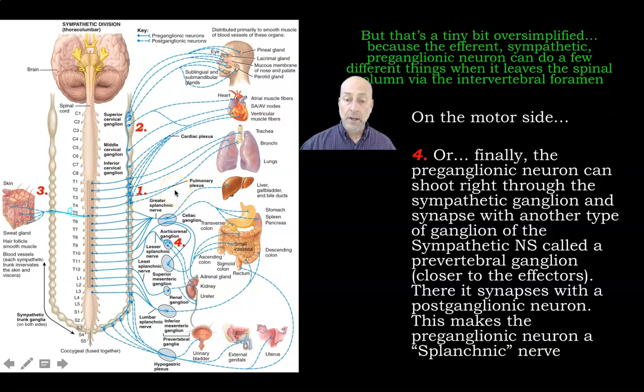And finally, number 4, you pass right on through, and instead of synapsing on these trunk ganglia, you pass right on through. I'll pick one here, say T11. You pass right through this ganglia, don't even stop. You come through and you reach a prevertebral ganglion and you synapse there. Okay, and then from that prevertebral ganglion, here's a postganglionic neuron, and that's feeding your effector. So it's just that you pass right through. You don't synapse at the trunk ganglion on your level. You don't synapse at the trunk ganglion on a higher level. You pass right through and you synapse on a prevertebral.